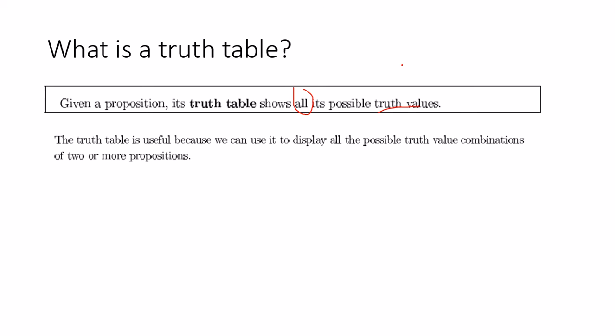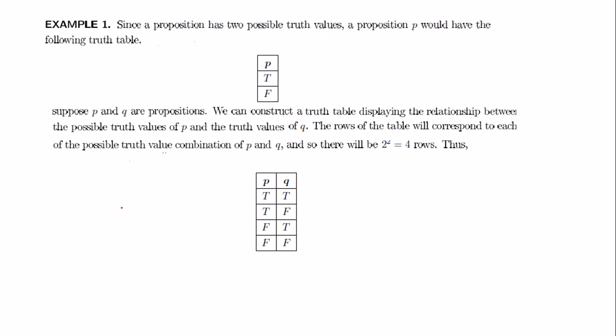Remember, when we talk about truth values, we only have true or false. The truth table is useful because we can use it to display all possible truth value combinations of two or more propositions. Basically, a truth table is just a table that contains the truth values. Since a proposition has two possible values, true and false, we have this if we only have one. Suppose we have two, P and Q.